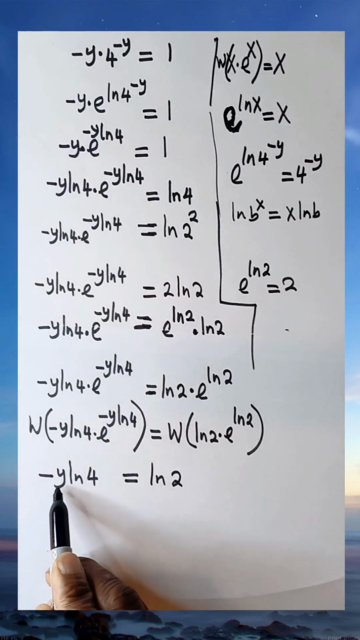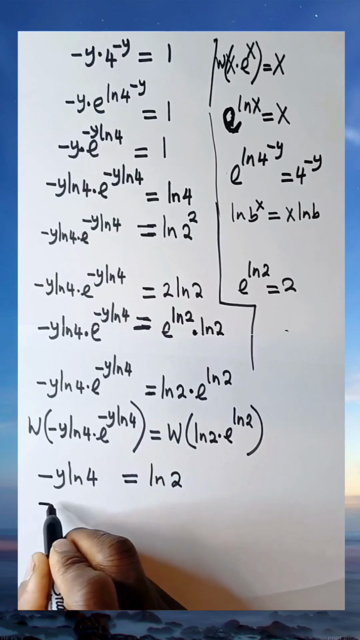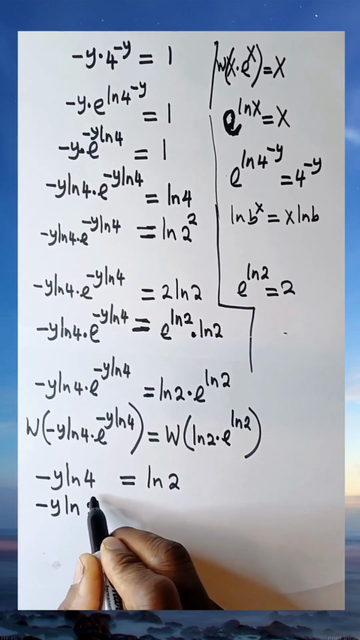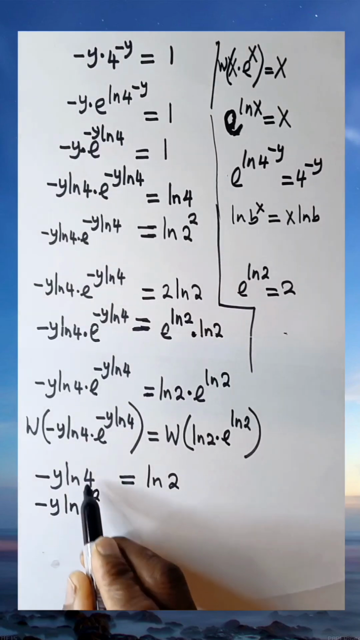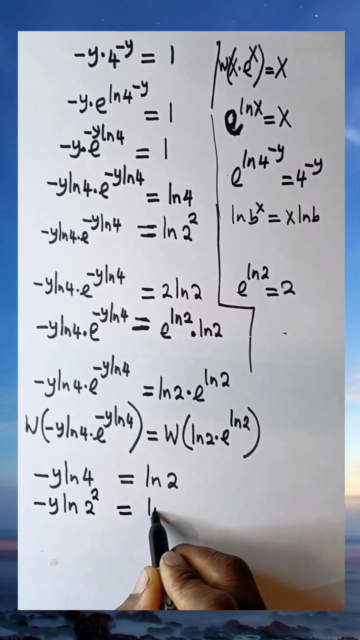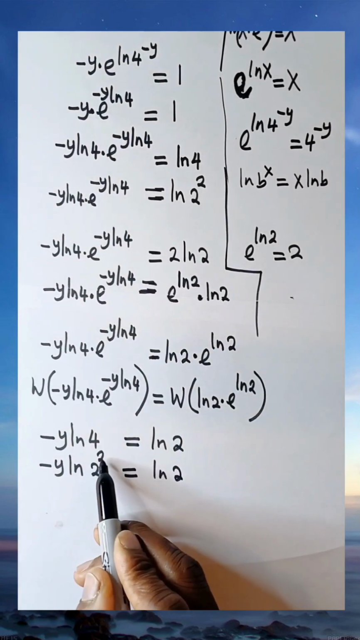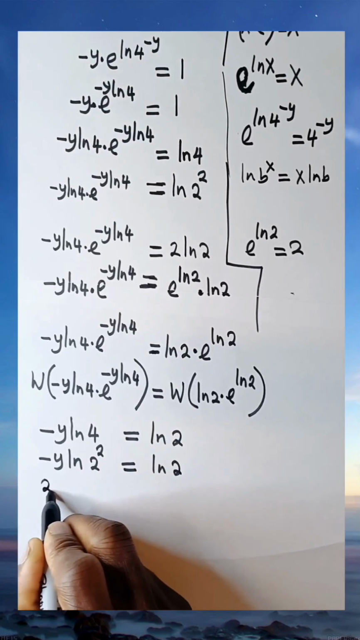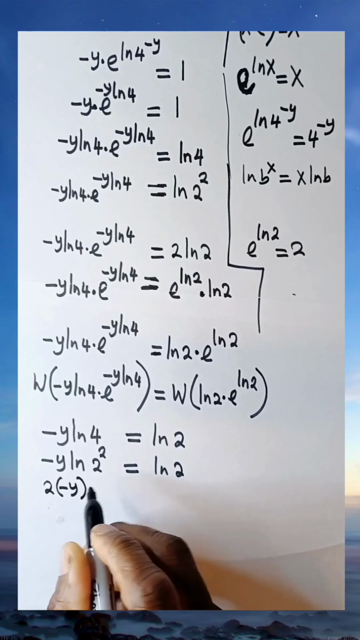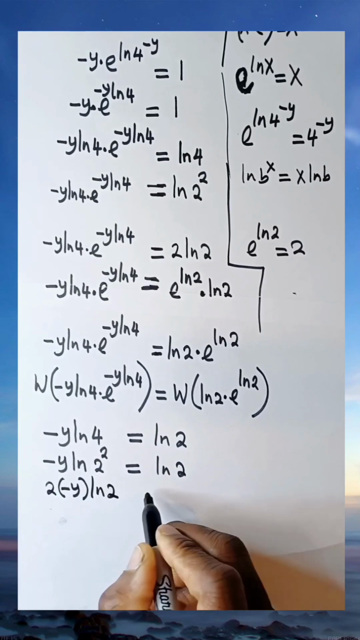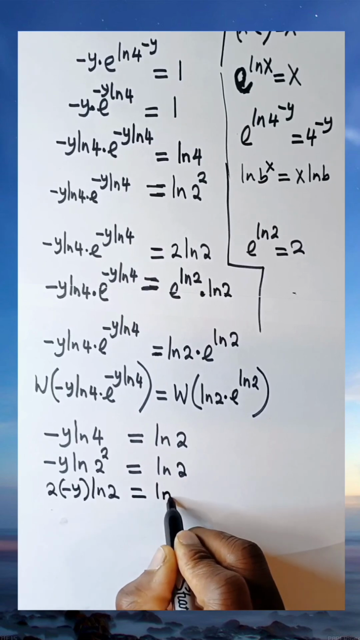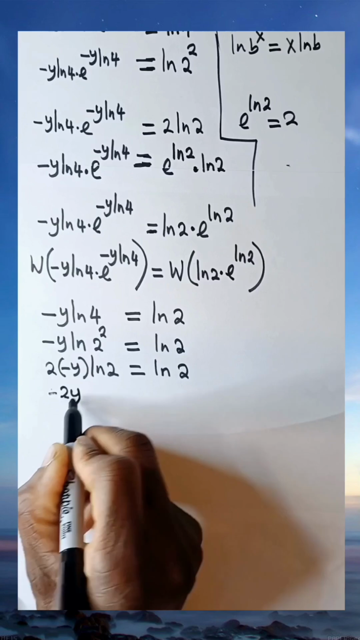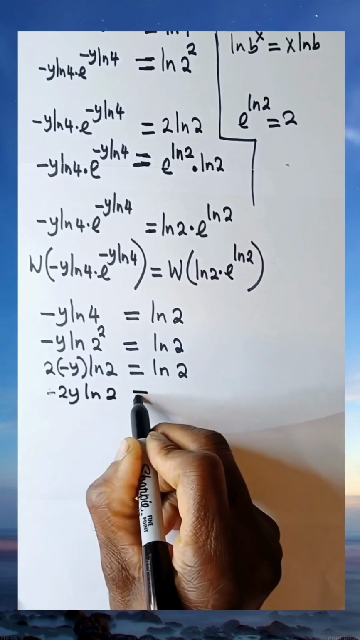Okay, now let's find the value of y. So we will have minus y times the natural log of, and I'm going to write this 4 as 2 raised to the power of 2. Okay, 2 raised to the power of 2 will give us 4. And this is equal to the natural log of 2. We are going to move this power of 2 to the back to multiply minus y. So we will have 2 times minus y times the natural log of 2 is equal to the natural log of 2. Okay, so we will have minus 2y times the natural log of 2 is equal to the natural log of 2.